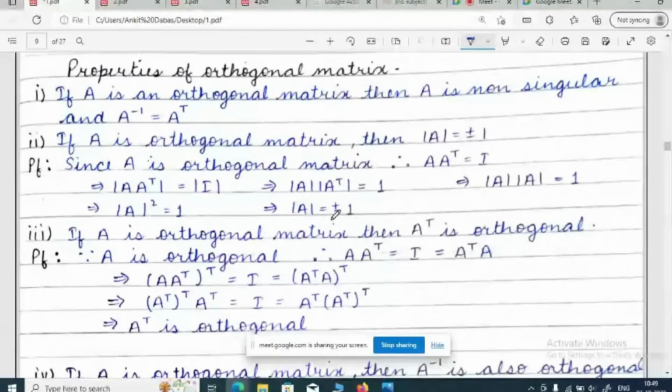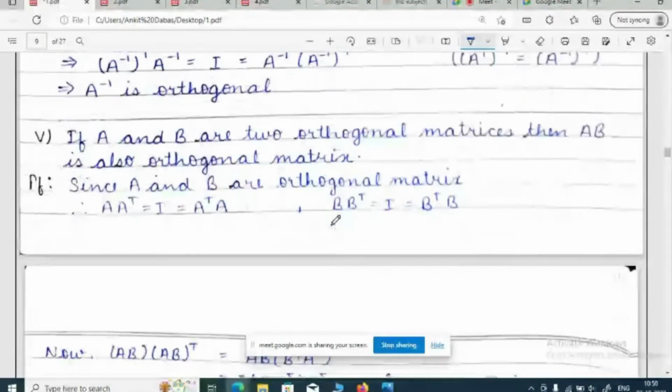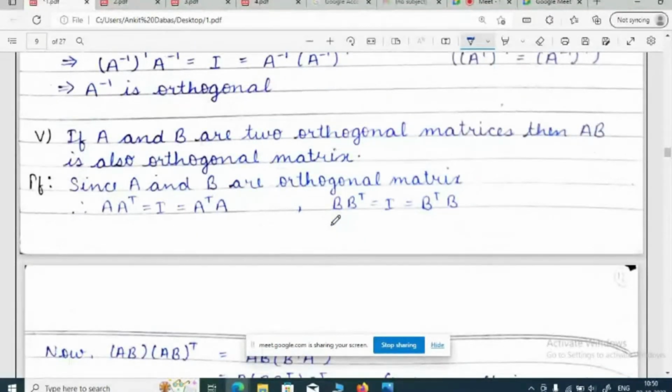If A is orthogonal matrix, then determinant of A is equal to plus minus 1. This property of orthogonal matrix is widely used in the topics of eigenvalues and eigenvectors. That if A is orthogonal, its determinant will be equal to plus minus 1, that is, the modulus of it is equal to 1. If A is orthogonal, then A transpose is also orthogonal. If A is orthogonal, then its inverse is also orthogonal matrix. If A and B are two orthogonal matrices, then AB is also orthogonal matrix.